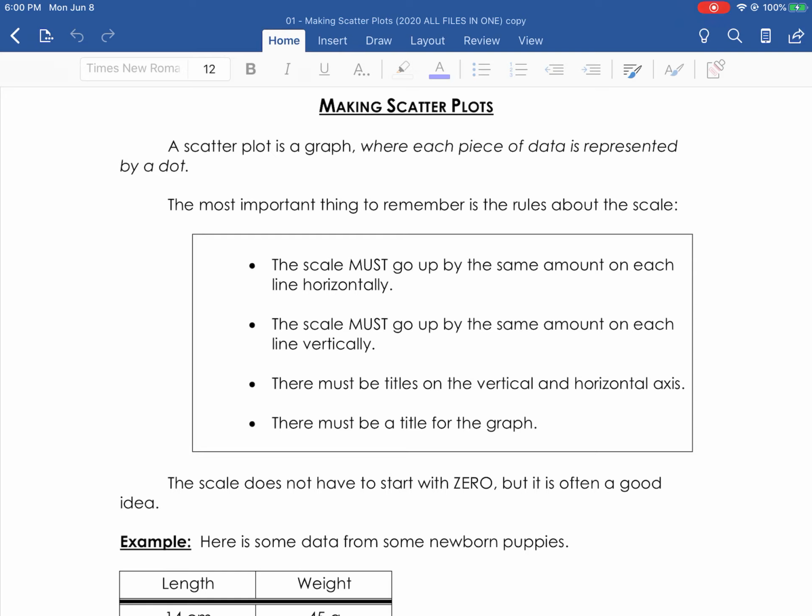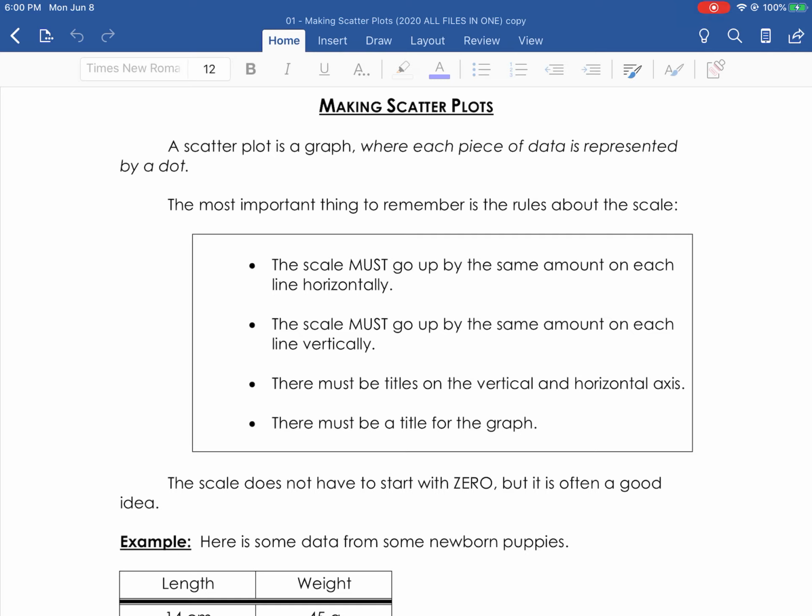A scatterplot is a graph where each piece of data is represented by a dot. If that seems weird to you, just hang on and you'll see why we make them dots and what we can do with them when we do that. The most important things to remember are the rules about the scale. The scale must go by the same amount on each line horizontally, and the scale must go up by the same amount each line vertically.